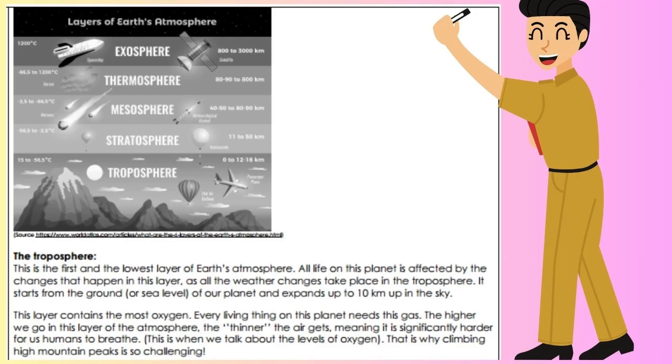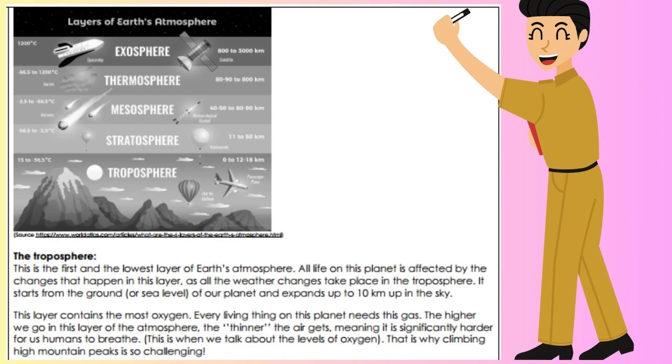The troposphere. This is the first and the lowest layer of Earth's atmosphere. All life on this planet is affected by the changes that happen in this layer, as all the weather changes take place in the troposphere. It starts from the ground, or sea level, of our planet and extends up to 10 kilometers up in the sky.